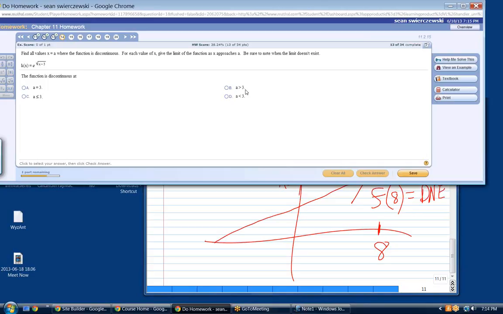In other words, if x is less than 3, we have a negative number under the radical sign, so that doesn't work. All these other cases are fine. And this one isn't quite right because it's not discontinuous at 3. It's only discontinuous when x is less than 3.